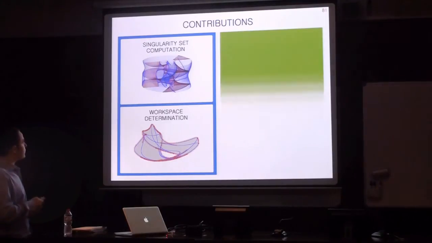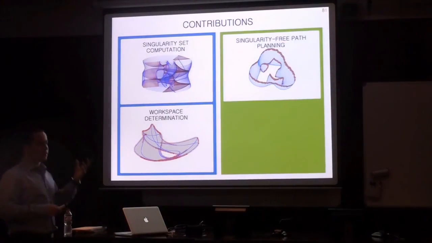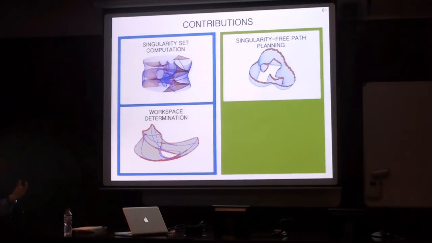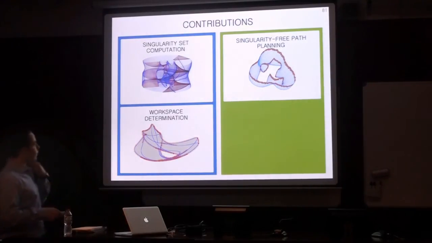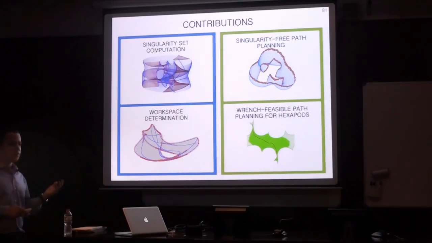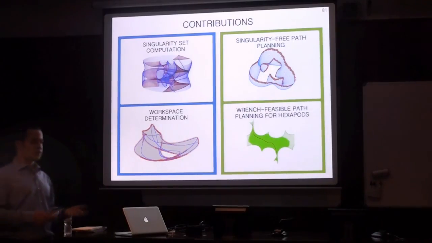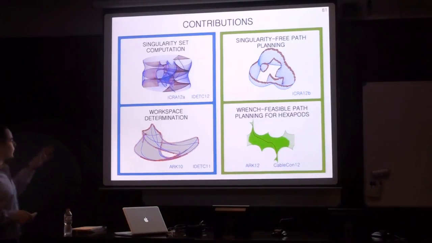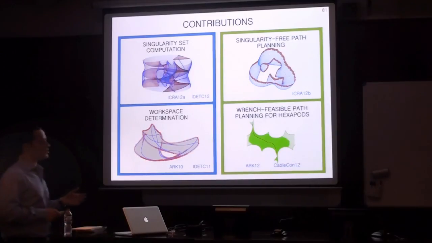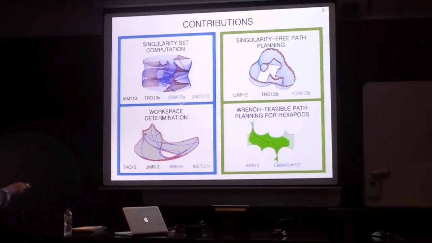With respect to singularity avoidance, we have provided a method to compute singularity-free paths between given configurations. And we have seen how other constraints can be taken into account when more information on the manipulator is available. All these results have been published in 7 conference publications and have been the subject of 6 journal papers. These 3 works here are joint work with Professor Zlatanov, and these 2 are joint work with Mike Henderson.